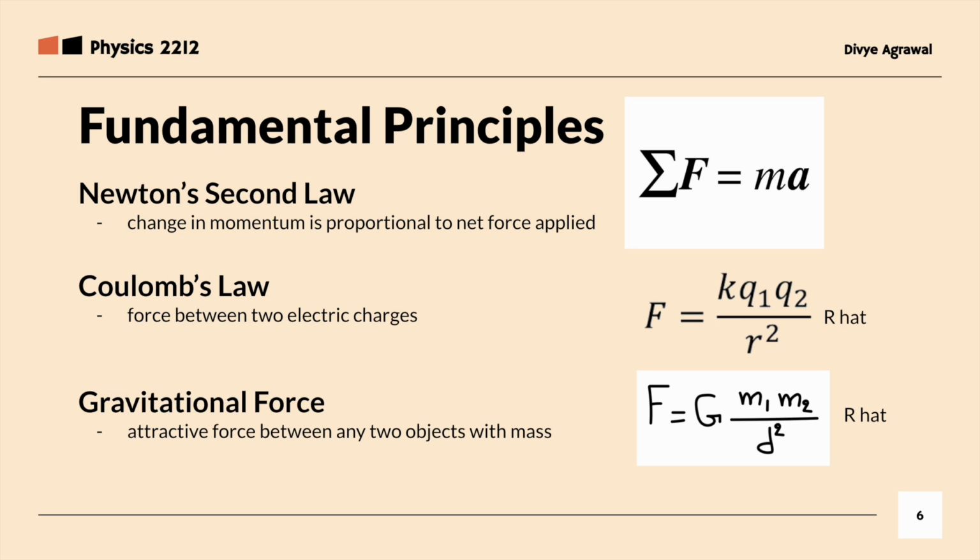Newton's second law is important because it shows the change in momentum is proportional to the net force applied. This is important for force balancing and the balance between the gravitational and the electric force. Coulomb's law obviously shows the force between two electric charges, so the force between the two tapes. And then the gravitational force is important because it's the other force. So we're basically balancing these two forces out in this lab.